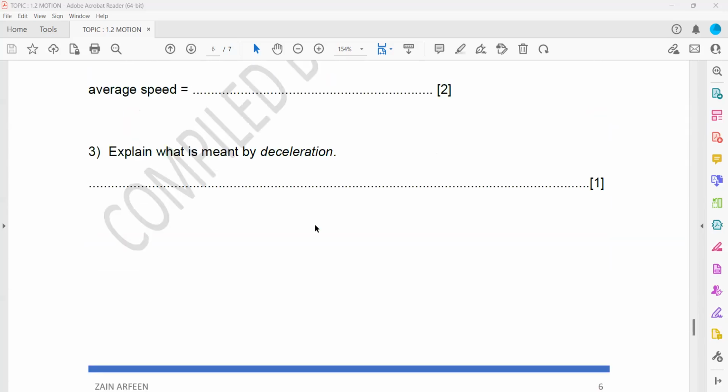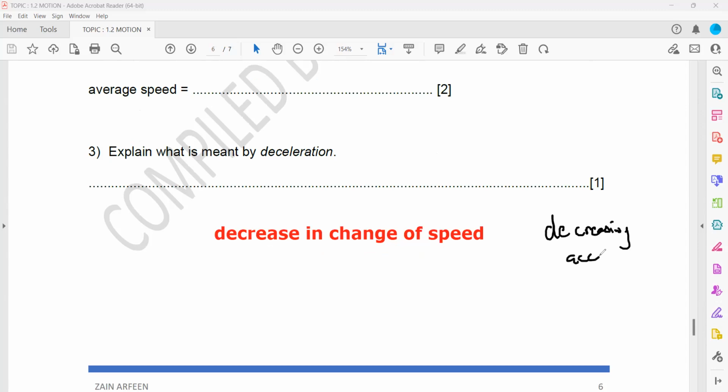Regarding the definitions which students sent, I want to do one correction. If you say decrease in change in speed, that is not deceleration. If I say decrease in change of speed, this is not called deceleration. This is called decreasing acceleration. There is a big difference between decreasing acceleration and deceleration.